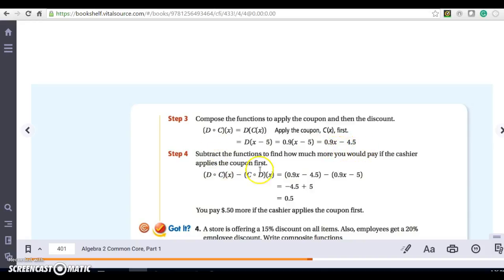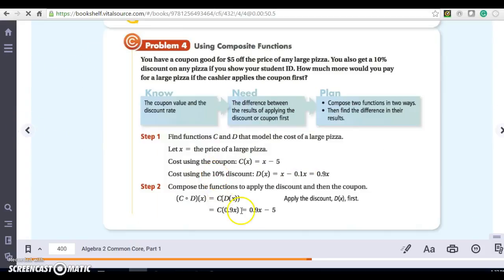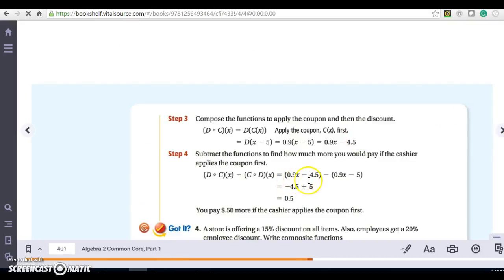So I need to subtract these two to see what the difference will be, right? I'm going to subtract the first one that I got, which was 0.90X minus 5, from 0.90X minus 4.5, which is the one that comes first, because I want to know how much more it is if the cashier applies the coupon first. And then 0.90X minus 5 for the other one that we found.